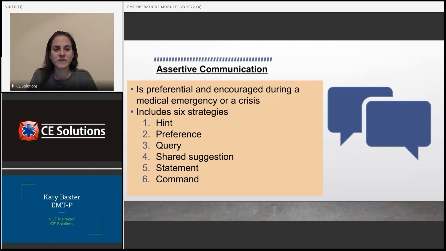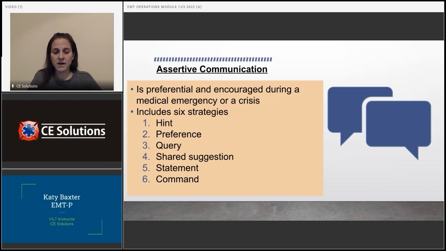Six strategies for assertive communication. You're going to hint, which I'm not a big fan of. I don't typically hint unless I'm educating and when there is time to educate, because there is a time and a place. Preference. You can query. Shared suggestions. I am a fan of shared suggestions.